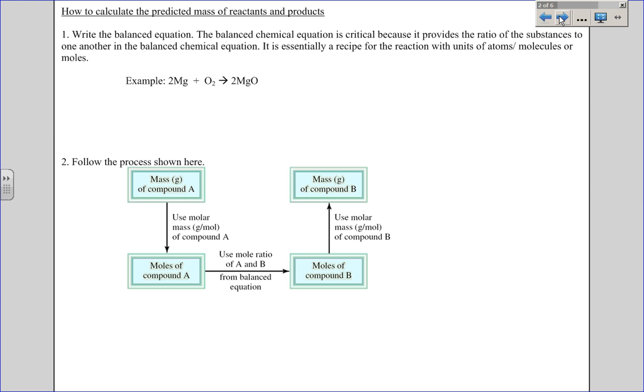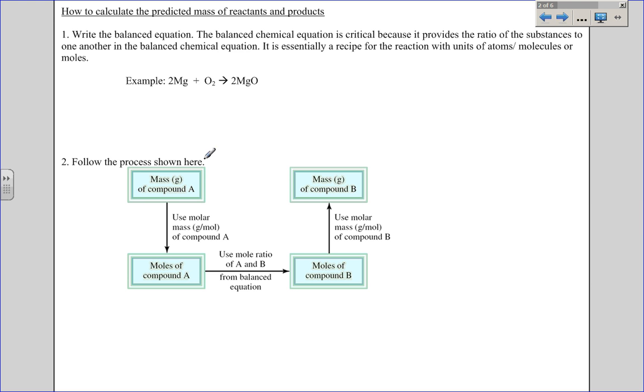The type of problem that we'll be solving is one where we want to know how much reactant we need for a particular reaction or how much product we can produce in a particular reaction. In order to make these predictions, there are two main steps. The first step is to start with the balanced chemical equation. The reason we need to start with a balanced chemical equation is because it provides us with the ratio of the substances in the balanced reaction.